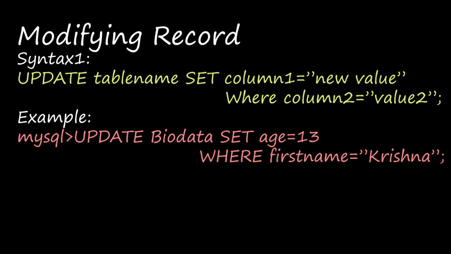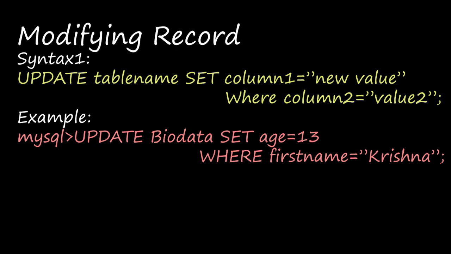You are giving update biodata, set age is equal to 13, where first name is equal to Krishna. To set the age of Krishna as 13, first you have to give column 1 and the new value, where, and then in the same line you have to give the first name, where column 2 and then the value of column 2. Understood?